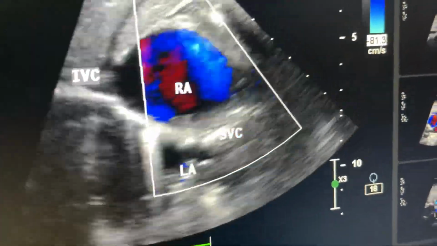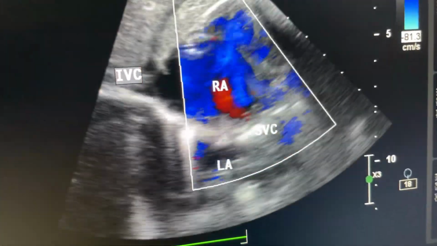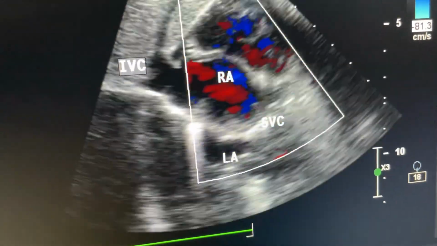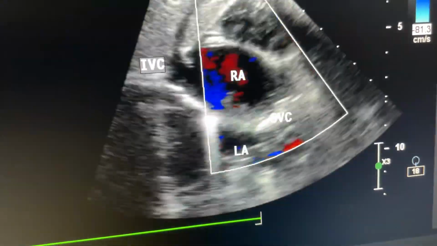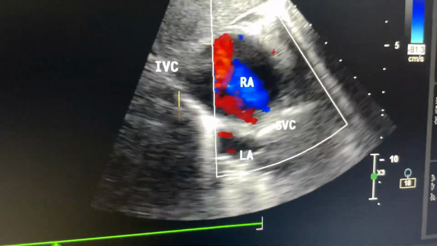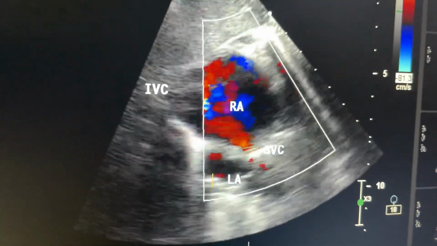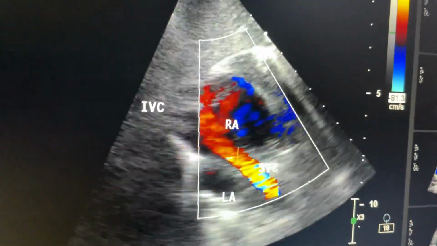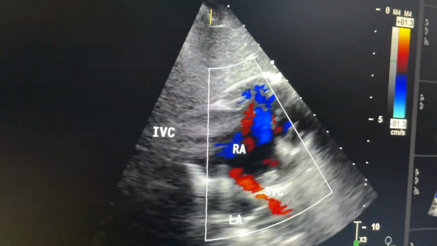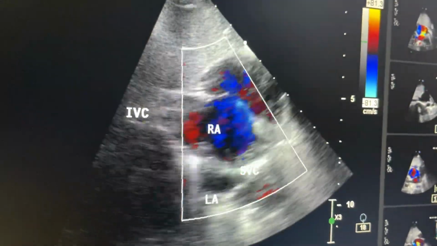This is a rare variety of ASD, sinus venosus type of IVC type. Very rare ASD variety. In this image, what you see, this is left atrium. Left atrium is more posterior compared to right atrium because the probe is placed in the subcostal region. This is the most anterior one. This is the most posterior one.